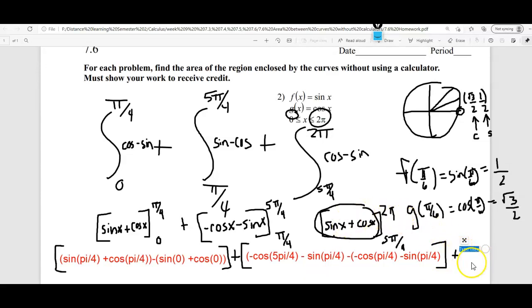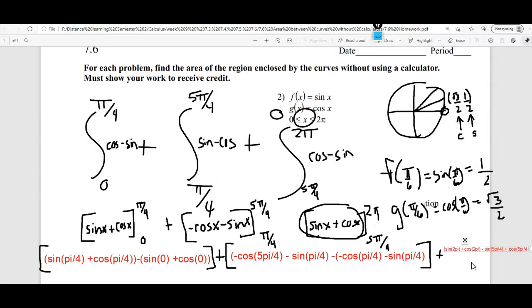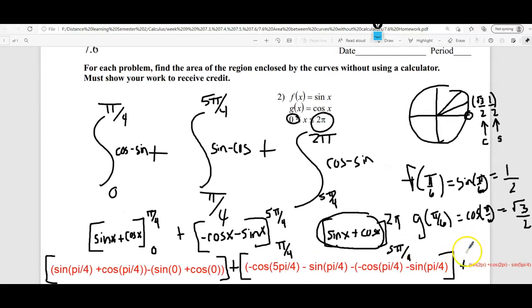So on this one, we're going to plug in 2 pi. So we have sine of 2 pi plus cosine of 2 pi minus sine of 5 pi over 4 minus, plus cosine of 5 pi over 4. All right. Barely squished. Okay, it's a little bit off the screen, but you got the idea there.